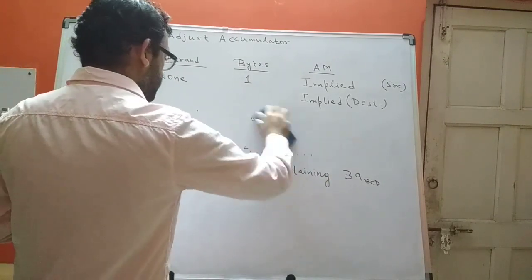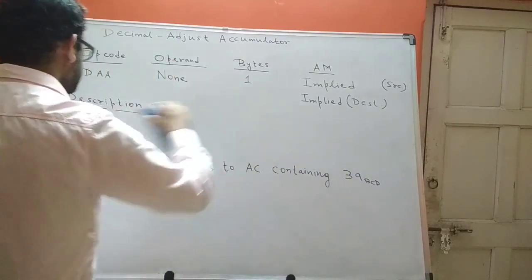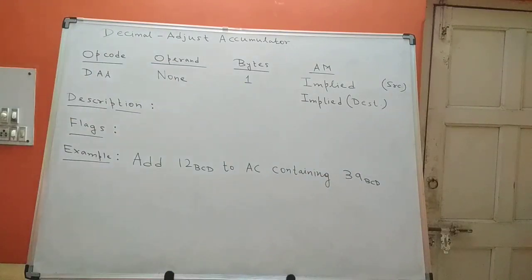And now I'll dictate the description part. Please note it down. Please write: the contents of the accumulator are changed from a binary value to two 4-bit BCD digits. Full stop. This is the only instruction that uses the auxiliary carry flag internally to perform the binary to BCD conversion. Full stop. The conversion procedure is as described below.